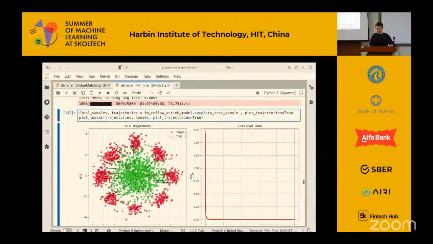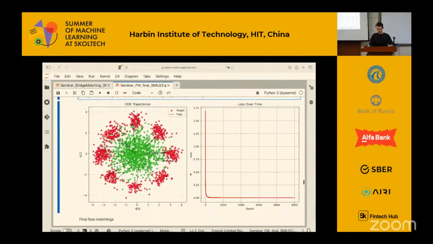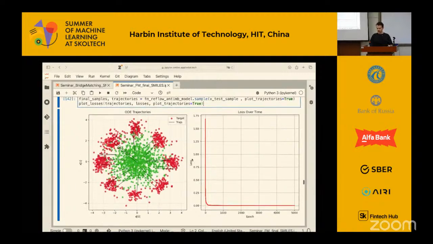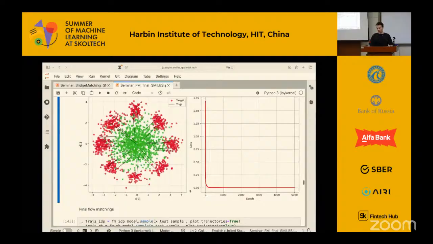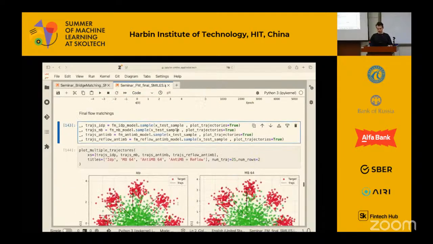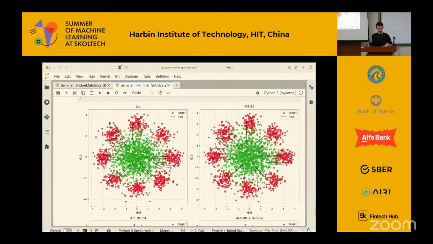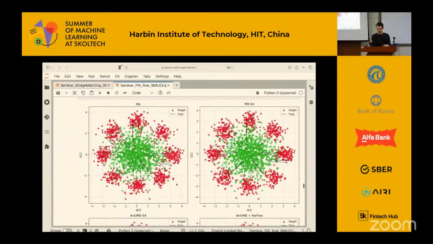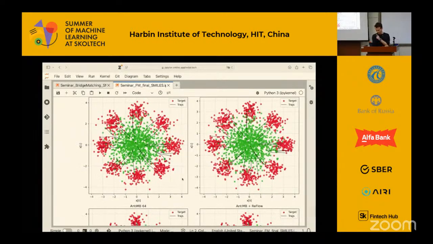It performs some miracles, but again, it is not simulation free. It can acquire some distribution shifts, say approximation errors, and it is costly. So again, this is a trade-off between quality and computation. And let's take a look at all the flow matching methods that we learned so far.